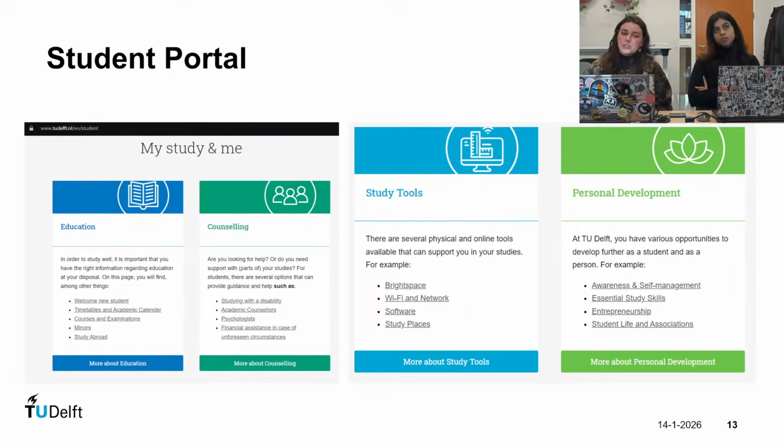And then moving on to the student portal, there are quite a lot of portals, we're aware of that, but the student portal is basically a small summary, or like a Bible of every information that you might need at some time within TU Delft. So we have 4 main categories: education, counseling, studying tools, and personal development. And they are, of course, color-coded, and they have their own icon. So just to be aware of which type you are on.